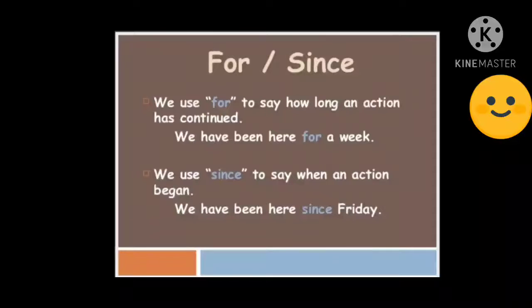If the action is still going on, if you mention how many days a particular action is in force or in continuation, then we use for. See here, we have been here for a week. And since is generally used to denote an action which began in the past. If the beginning of an action is mentioned, then we use since. Actually, for is a period of time or length of time. Since is a point of time.